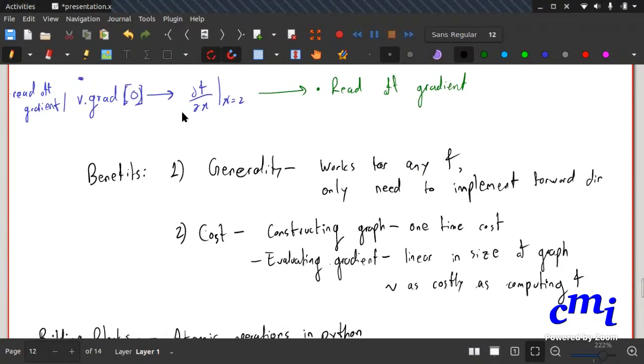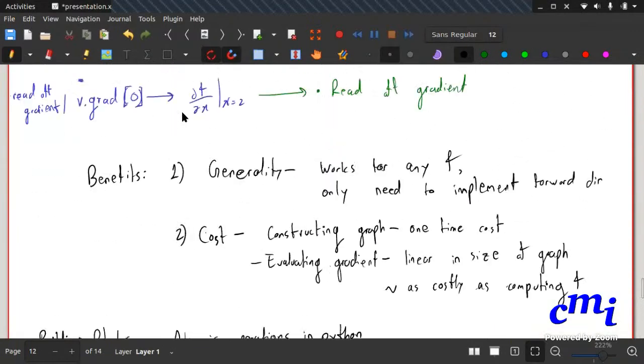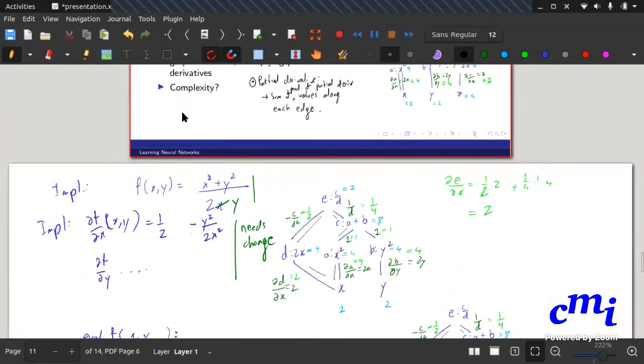Okay, please move on. So this is all I had with respect to autodiff. Does this make sense?